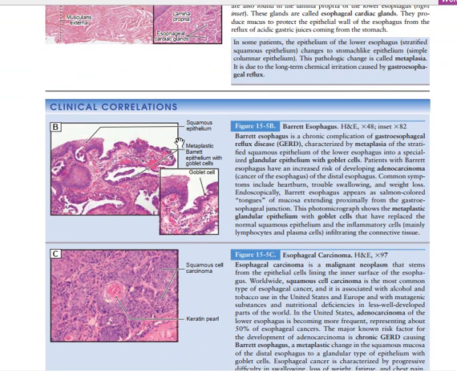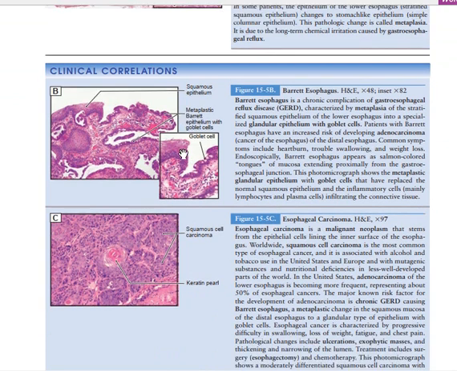Now the clinical correlation of this lower esophagus is Barrett esophagus. You need to know that Barrett esophagus is a pre-malignant change which is due to recurrent gastroesophageal reflux disease. Is it clear?